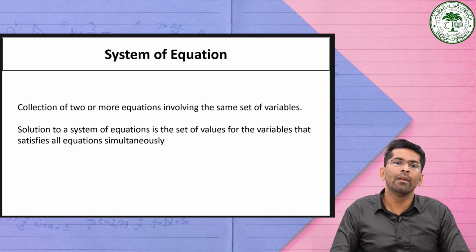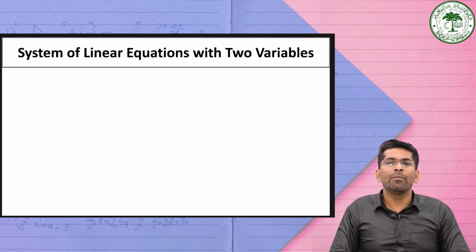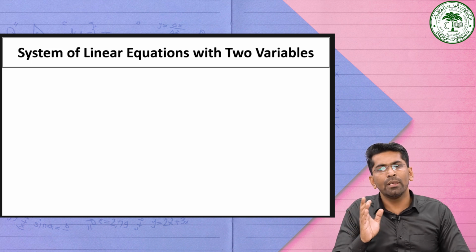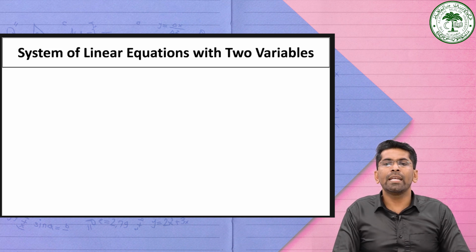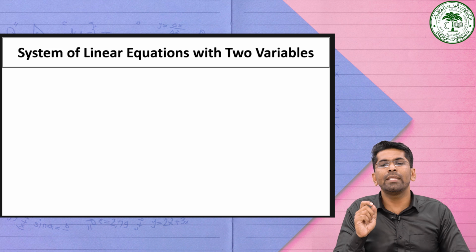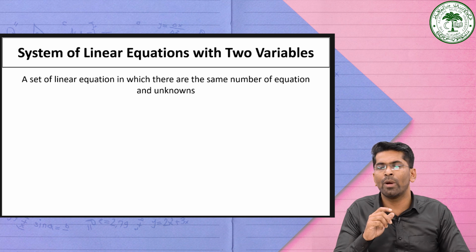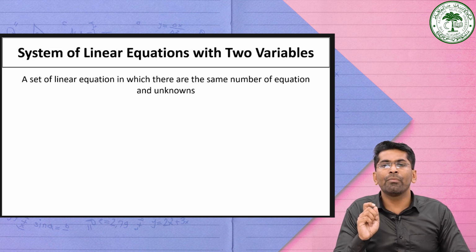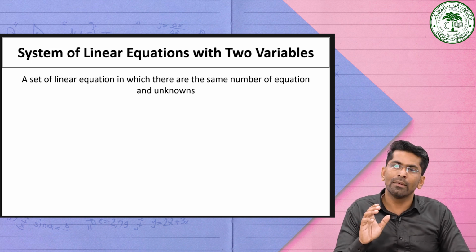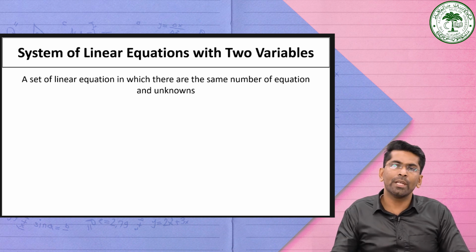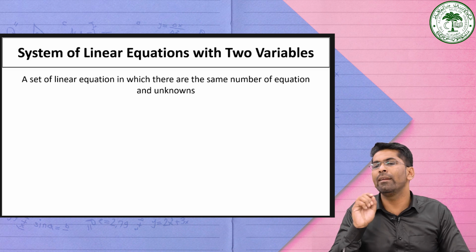The system of equations may be a system of linear equations with two variables, or it may be with three variables as well. A set of linear equations in which there are the same number of equations and unknowns is generally known as a simultaneous equation. A solution of a system of linear equations is an ordered pair that satisfies both equations at the same time. Mainly it is at the intersection point.